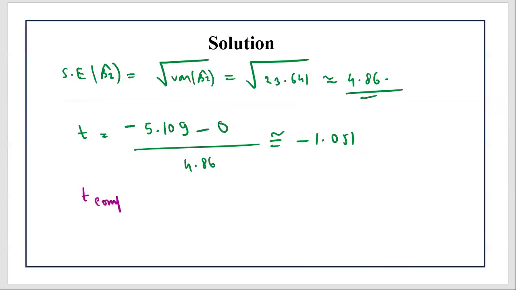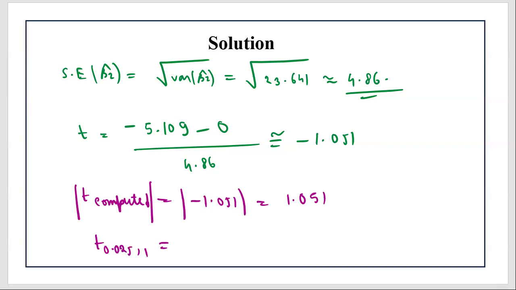So this is the computed value of T. This is the T computed. So if you take the absolute value, absolute value is simply 1.051. And what is the critical value? Critical value T 0.025 with 1 degree of freedom. If you check in your statistics books or econometrics book, from the T table, this will be something around 12.7. You can do the checking. I have checked this from my book, which is very large.